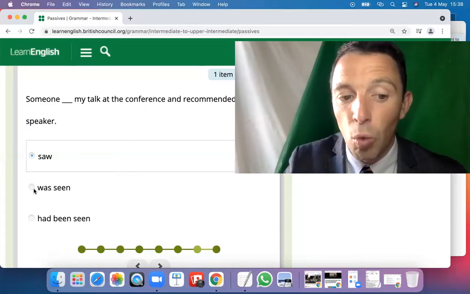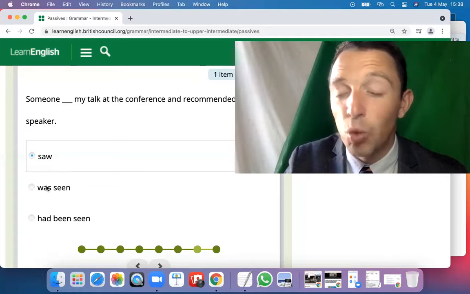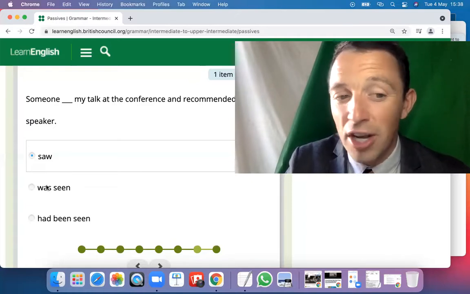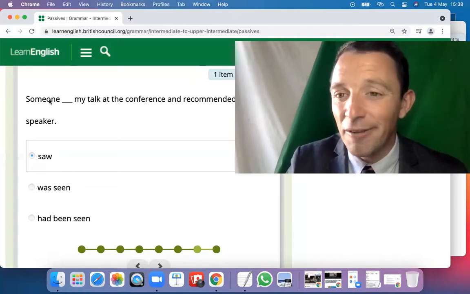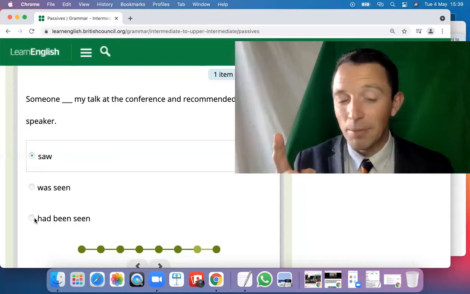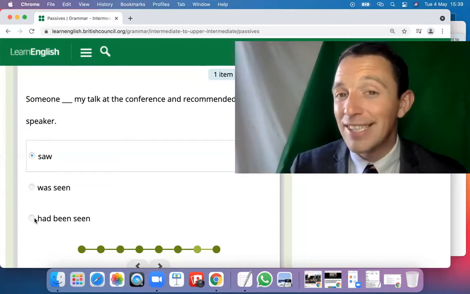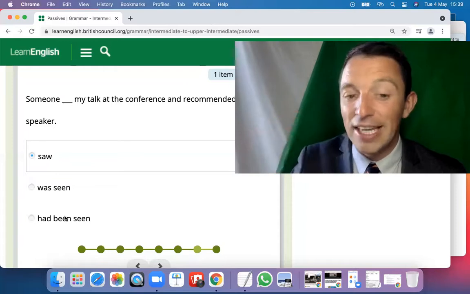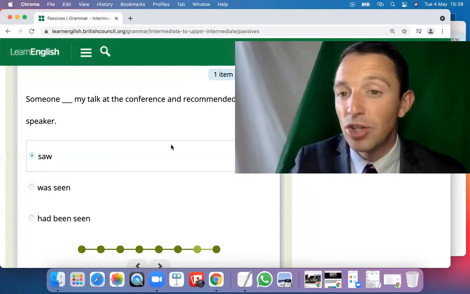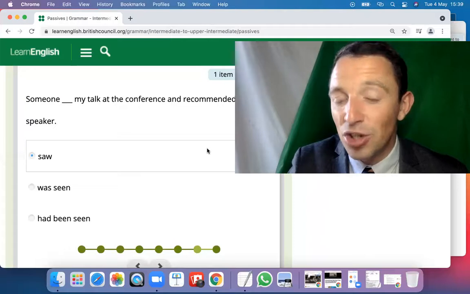The second one, was seen, is the verb to be plus the participle. So this would be appropriate in the passive structure, but I think the sentence is an active structure. So for this reason, I don't think it's possible. And again, the third sentence is the verb to be in the past perfect plus the participle. So it would be possible in the perfect structure, but the sentence is the active. And for this reason, I think it's just the simple, the past simple. Someone saw my speech or my discussion or my talk.